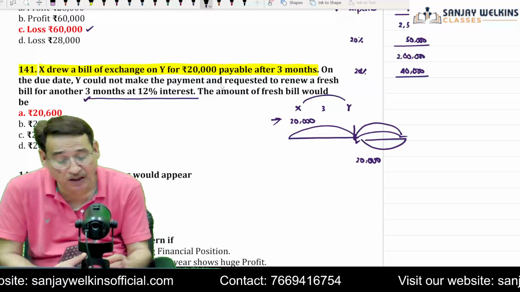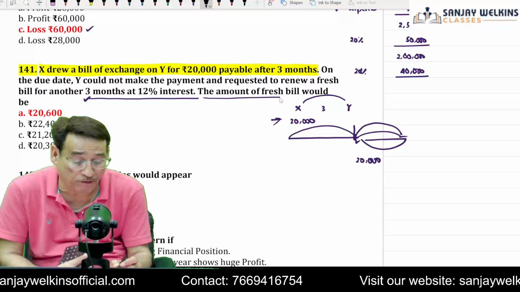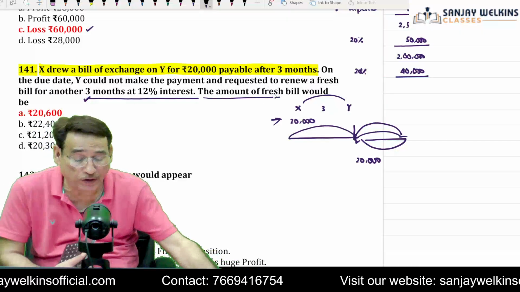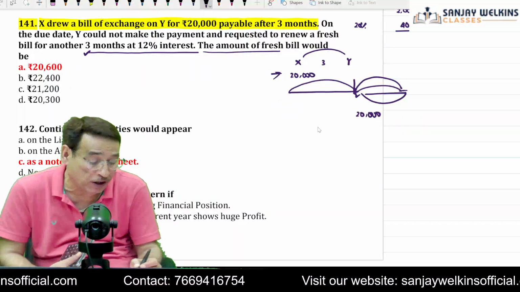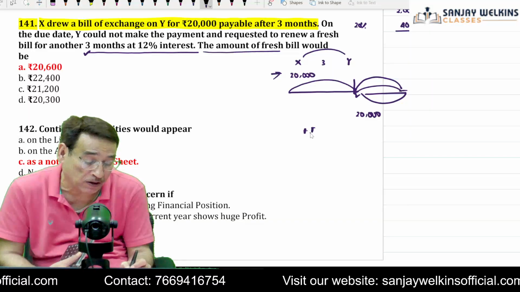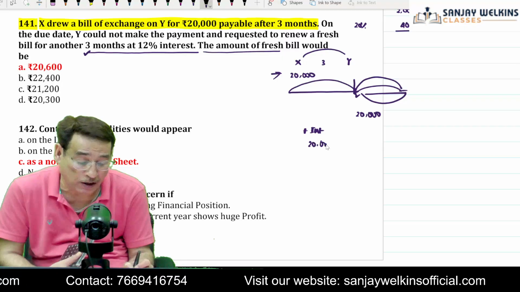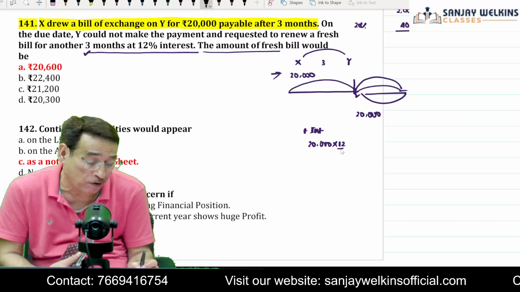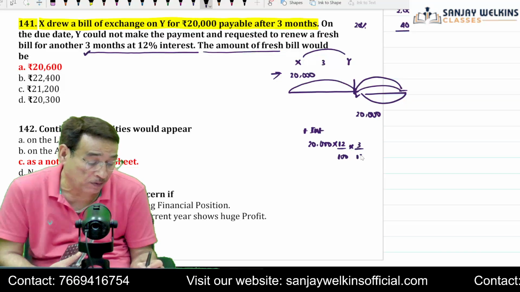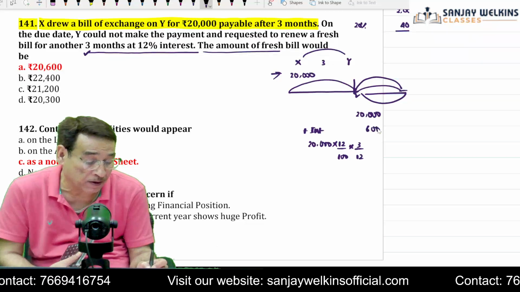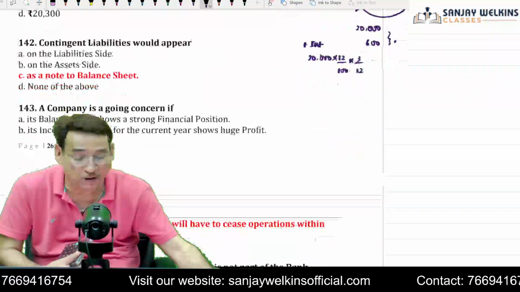Now the question is asking, requested to renew a fresh bill for 3 months at 12% interest. What will be the amount of the fresh bill? Now, in this particular question, the amount of the fresh bill will be 20,000 plus interest for 3 months. So you are going to add interest. So interest will be 20,000 into 12% for 3 months, that is 3 by 12. That will be equal to 600. So 20,600 will be your answer. Is it clear to you?